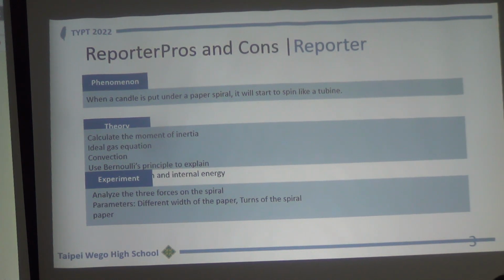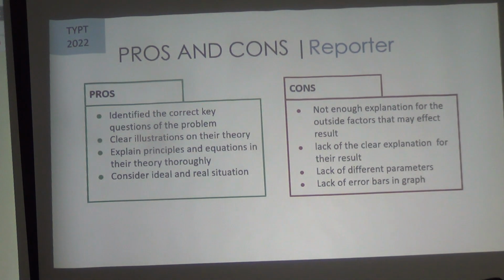As for her experiment, she analyzes the three forces on the spiral. She also discusses different parameters, for example, the different width of the paper and the turns of the spiral. And now I'll talk about the pros and cons of the reporter.